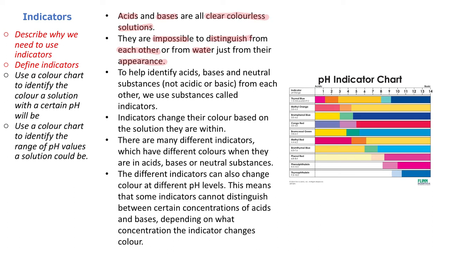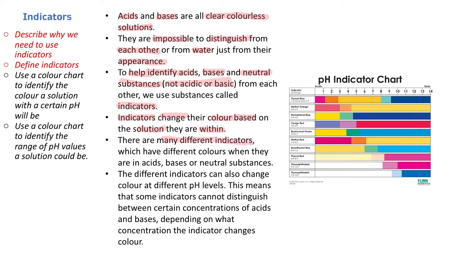To help identify acids and bases and neutral substances, which are just not acidic or basic, so it's like water, we use substances called indicators. Indicators change their color based on the solution that they are within. In other words, there'll be one color for acids, one color for bases, maybe one color for neutral, but maybe not. There are many different indicators.